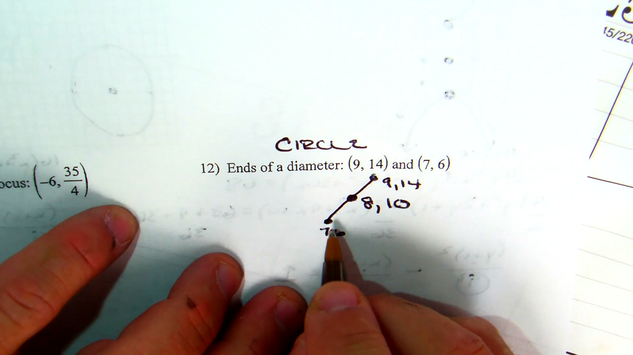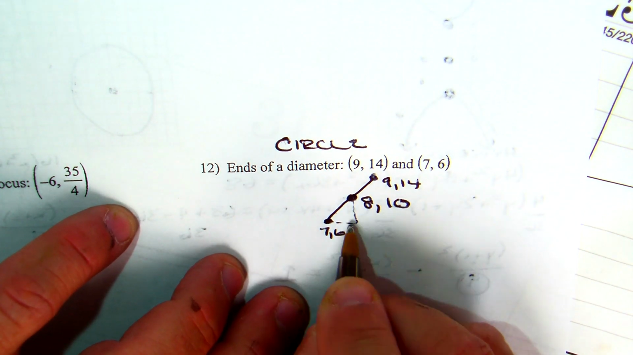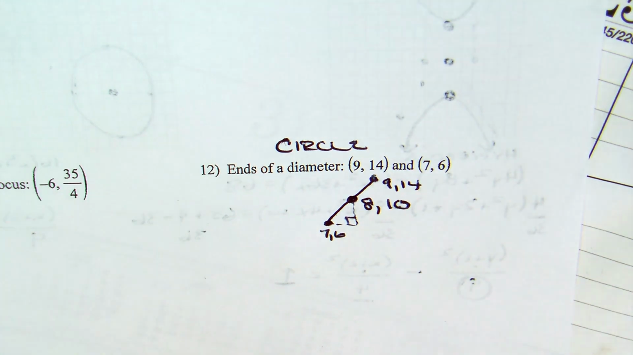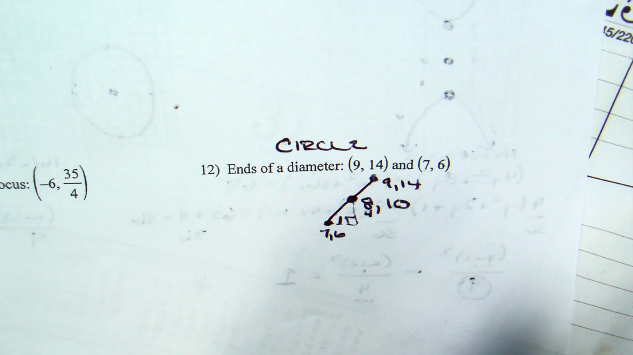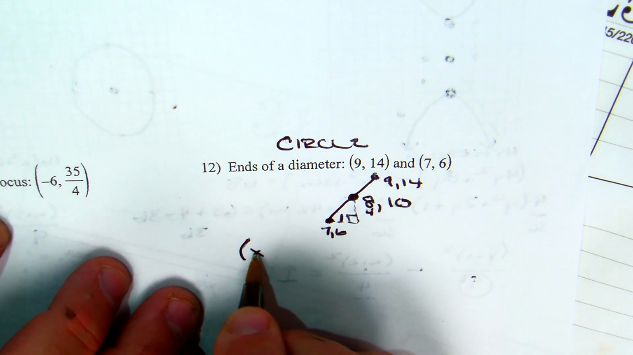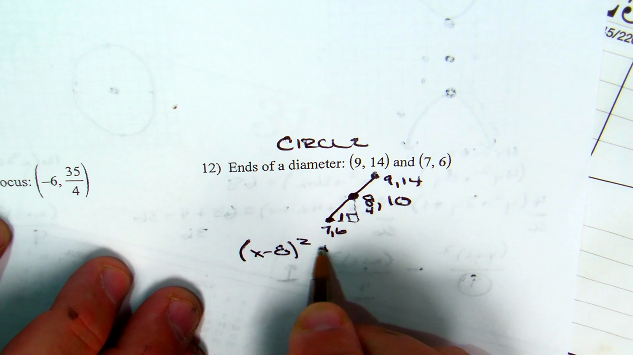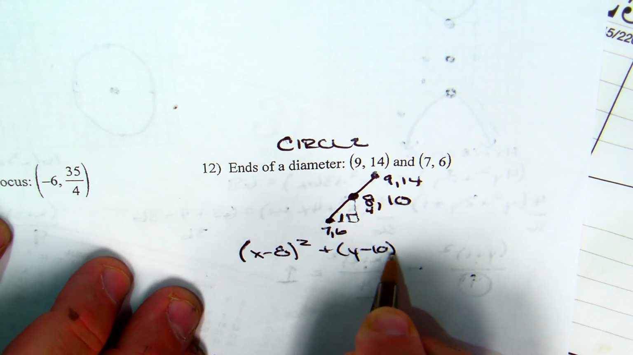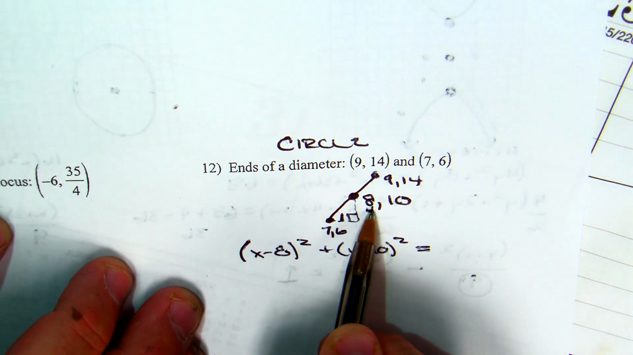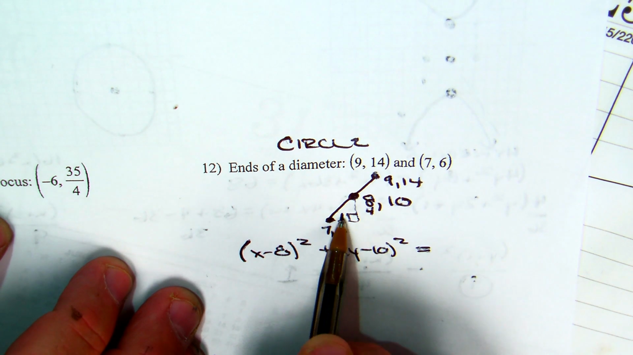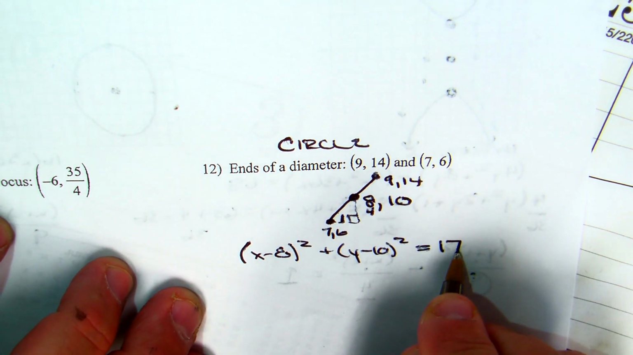Then to get the length of the radius, we simply use either distance formula or Pythagorean theorem. How far is it from 7 to 8? 1. How far is it from 6 up to 10? 4. X minus 8 squared plus y minus 10 squared equals 1 squared is 1, 4 squared is 16, 16 plus 1 is 17. When I square the square root, they cancel out, giving me 17.